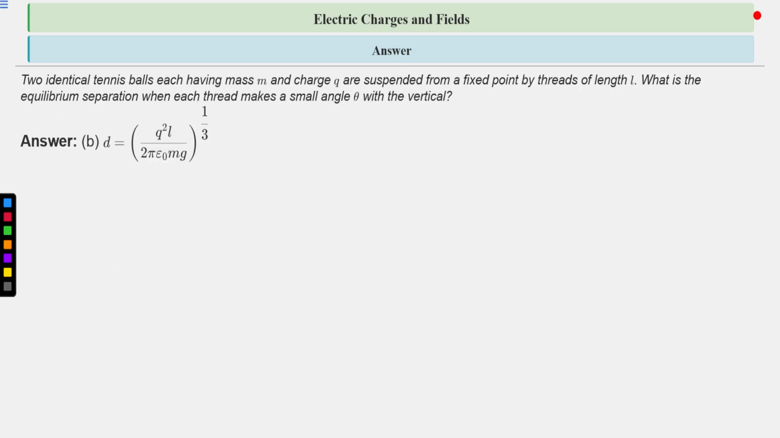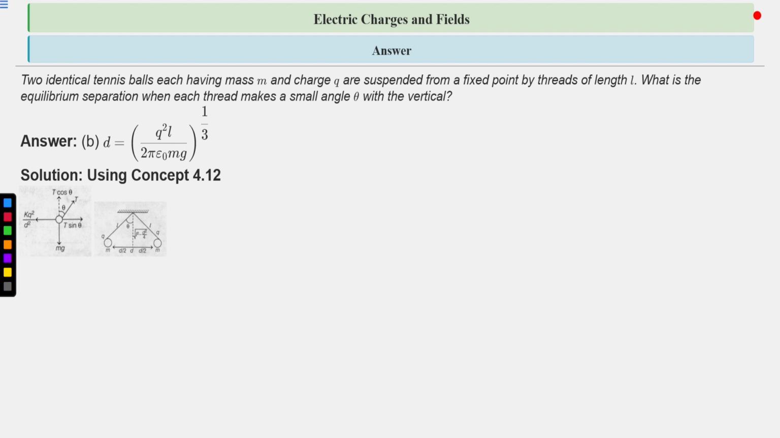So the correct option is B, D equal to (q square L upon 2 pi epsilon naught mg) raised to power 1 by 3. Solution using concept 4.12. So this is the diagrammatic representation. When two tennis balls are attached with threads and suspended like this, having charge q and mass m, we have to find this D, the equilibrium separation.